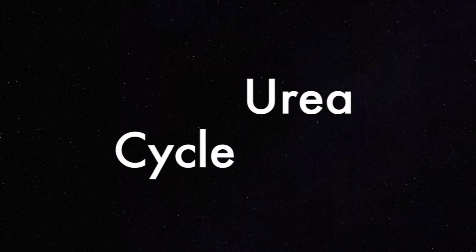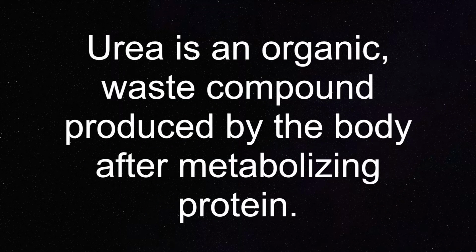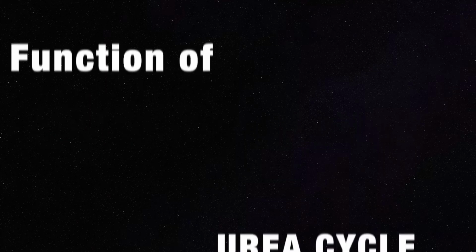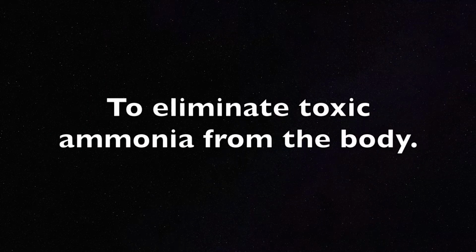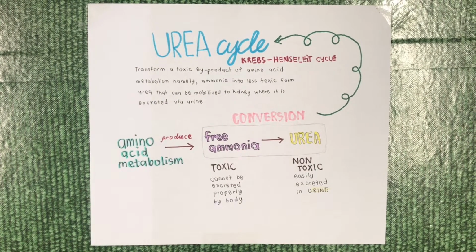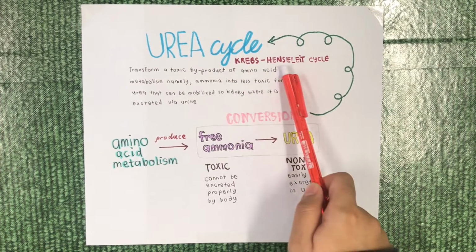Do you know how the urea is excreted from our body? Let's find out. The urine is excreted from our body through the urea cycle. The urea cycle has another name, which is the Krebs-Henseleit cycle.